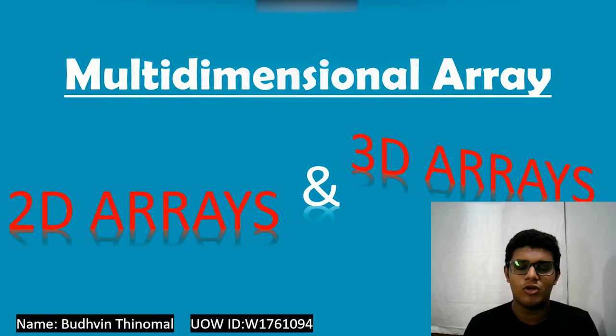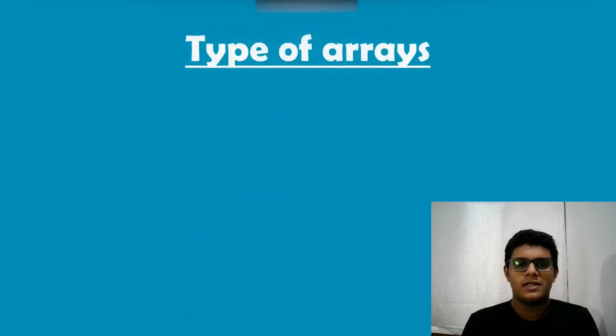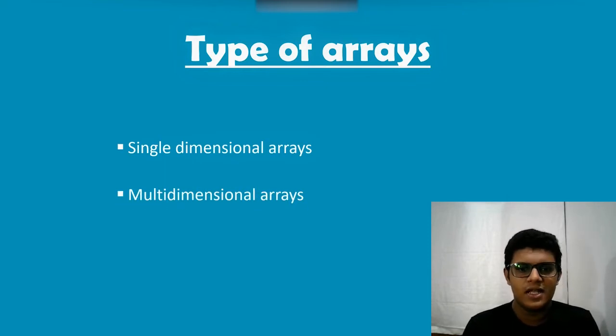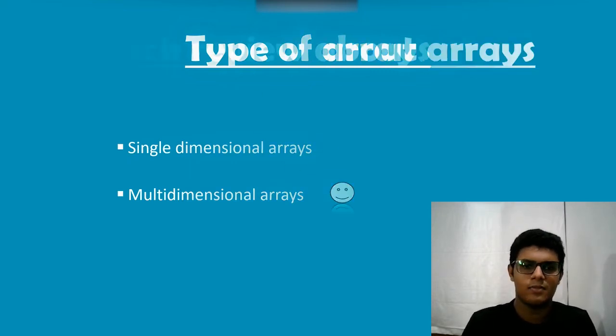In this video I am going to explain about multidimensional arrays. There are two types of arrays in Java. First one is single dimensional arrays, second one is multidimensional arrays. A single dimensional array has only one row and one column. A multidimensional array has multiple rows and multiple columns. But in this video we are only focusing on multidimensional arrays.